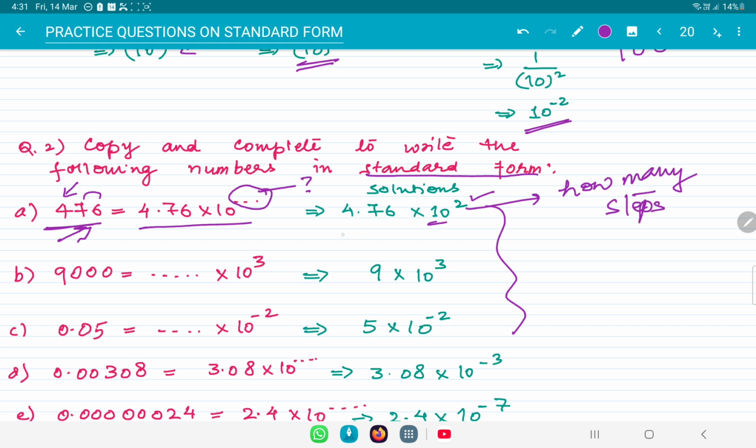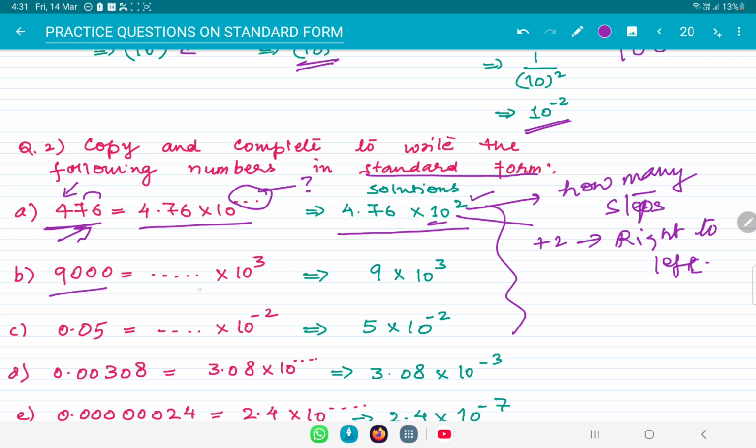Just by seeing your answer, you can easily cross-check your answer. See here, if you are writing 10 raised to the power 2, it means how many steps? 2 steps. And plus 2 is showing that you are going from right to left. Clear? Now see next.